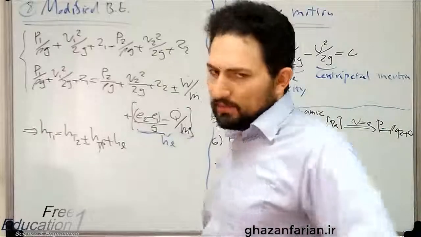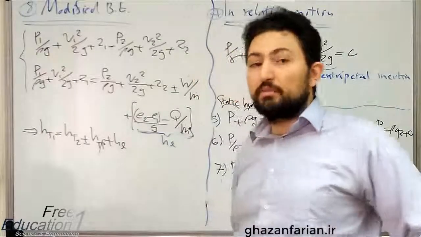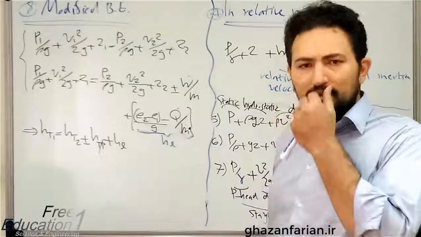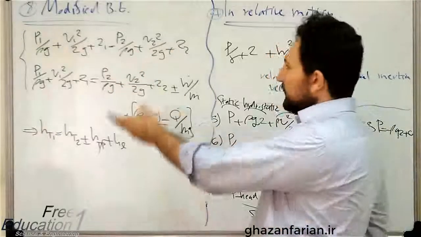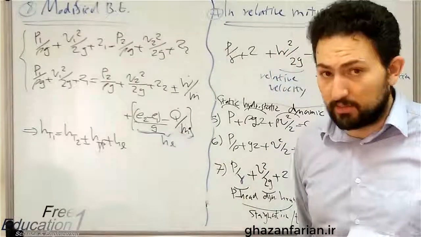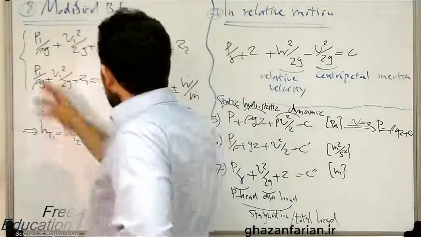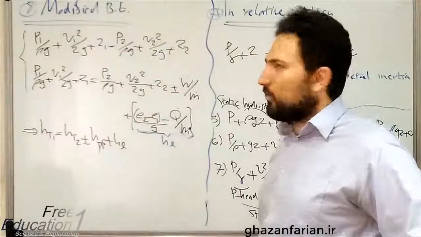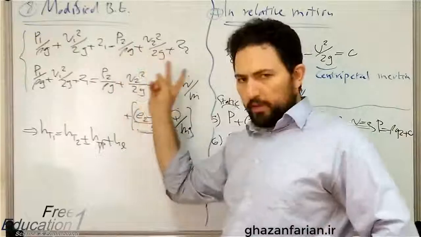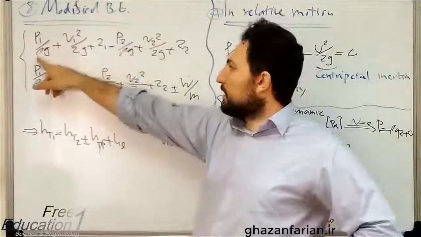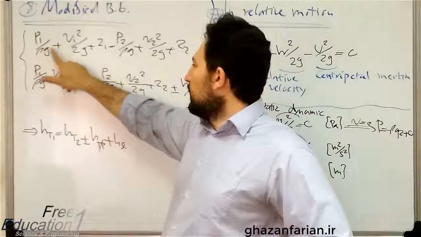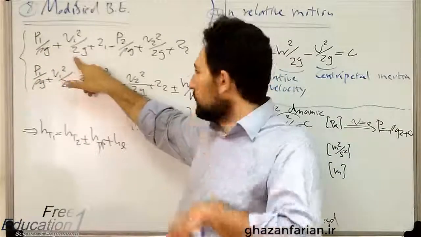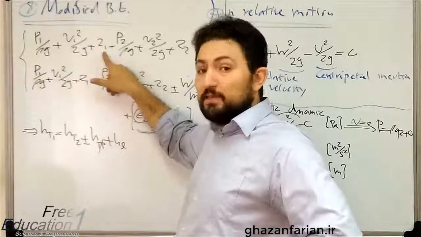This form of the Bernoulli's equation is sometimes called the modified Bernoulli's equation, but I will explain that this title, the modified Bernoulli's equation, is not appropriate for this situation. The first equation is the standard form of the Bernoulli's equation and the simplest form, written between 2 points, point 1 and point 2. This is the pressure force. This one is the inertia or the acceleration. And the third term is the gravity force.